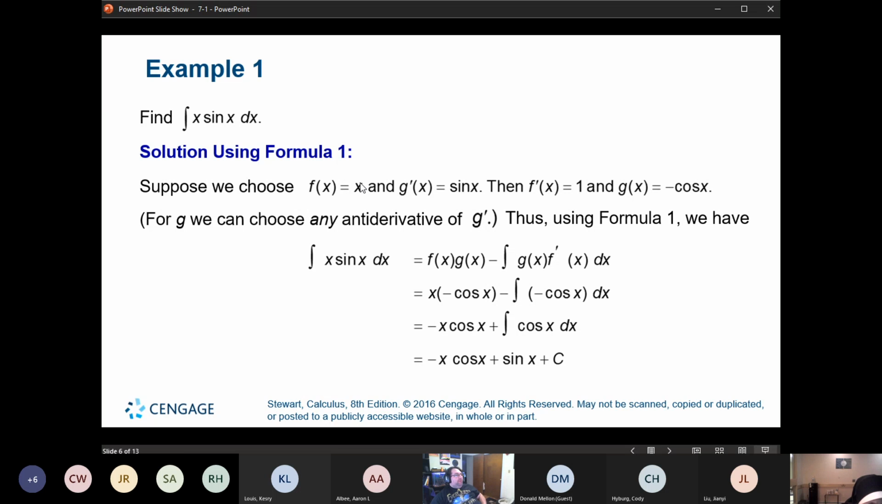If I take the derivative of x, I get 1. That definitely simplifies my problem down. If I took the derivative of sine of x, I would get cosine of x, which doesn't really help me much. It doesn't really change the problem. So I'm going to set my f of x to x, and I'm going to give you a list of how we pick this after we're done with this example. And I'm setting my derivative of g of x to sine of x. So the derivative of f of x is 1, and the integral of sine of x gives me negative cosine of x.